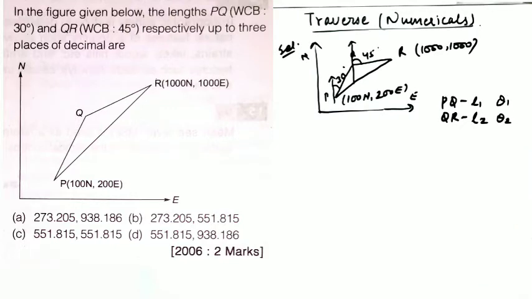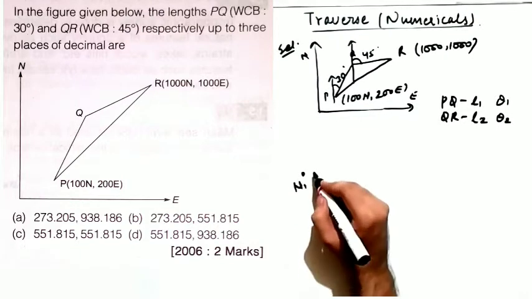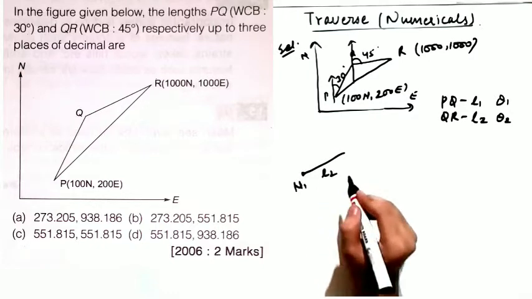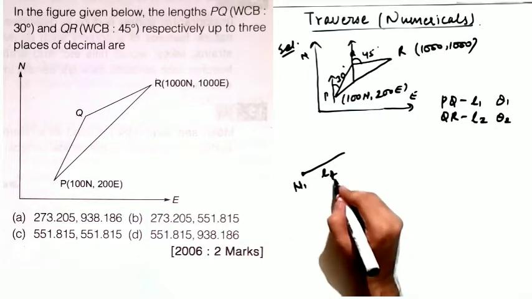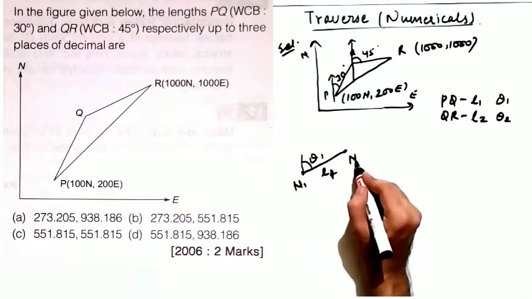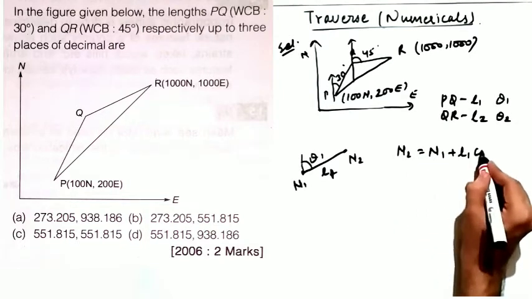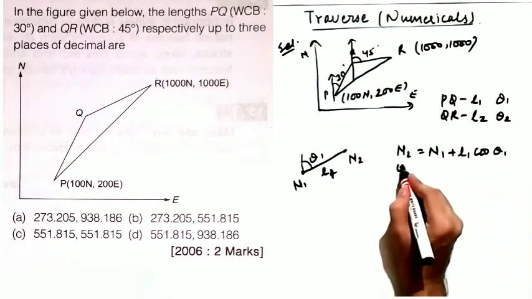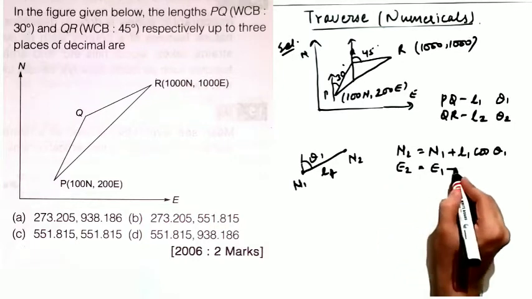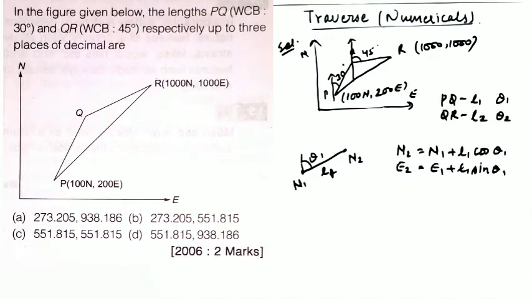Let us suppose this. Now, in the previous video lecture on the theory of traverse, I told you that if you are given the northing of a certain point, and the length of the next traverse line L1 and its WCB are given, then for the next point you can calculate its northing as N2 equals N1 plus L1 cos θ1. Similarly, you can calculate easting as E1 plus L1 sin θ1. So this is the trick to this question. You will have to use this hint to solve it.